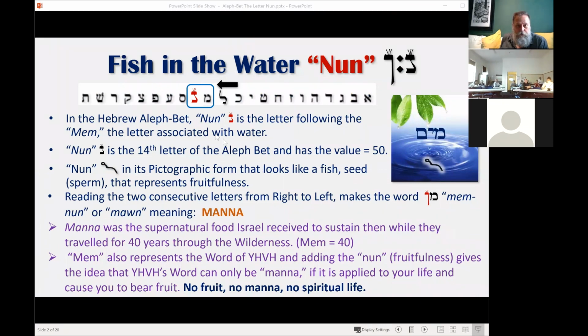Following the letter Mem, just to quickly recap, Mem is associated with water and the word of Yahweh. And Nun is an interesting letter. If you look at the pictograph, it looks like a little fish or something that swims. Specifically, in Aramaic, Nun actually means fish, and it looks like a seed, and it can also refer to a sperm, which represents fruitfulness. So that's why the letter Nun means fruitfulness.